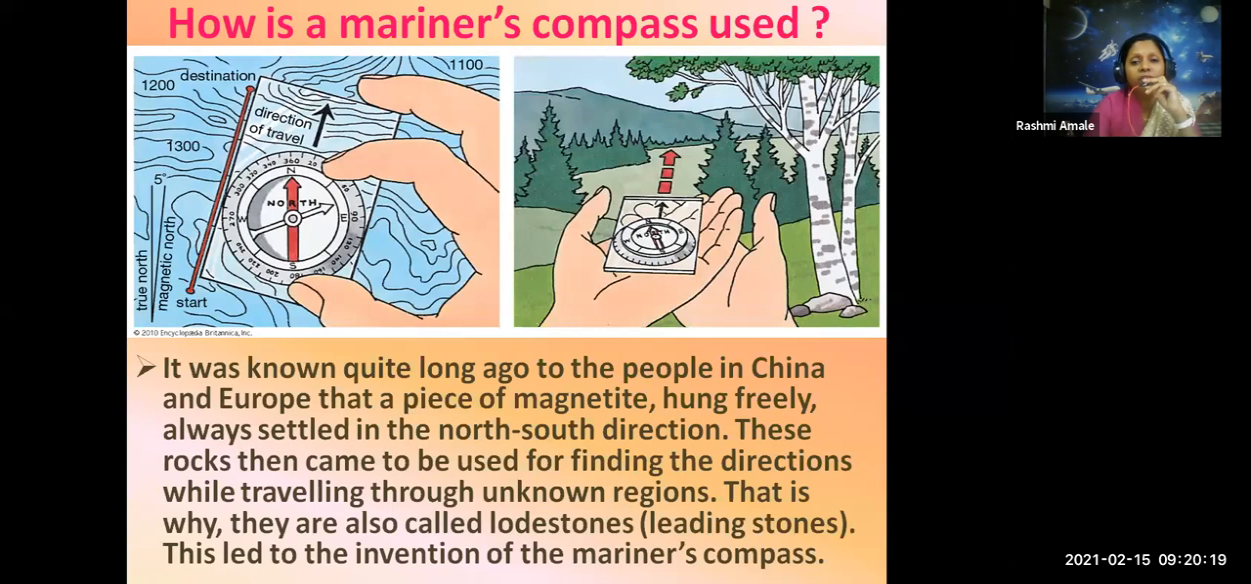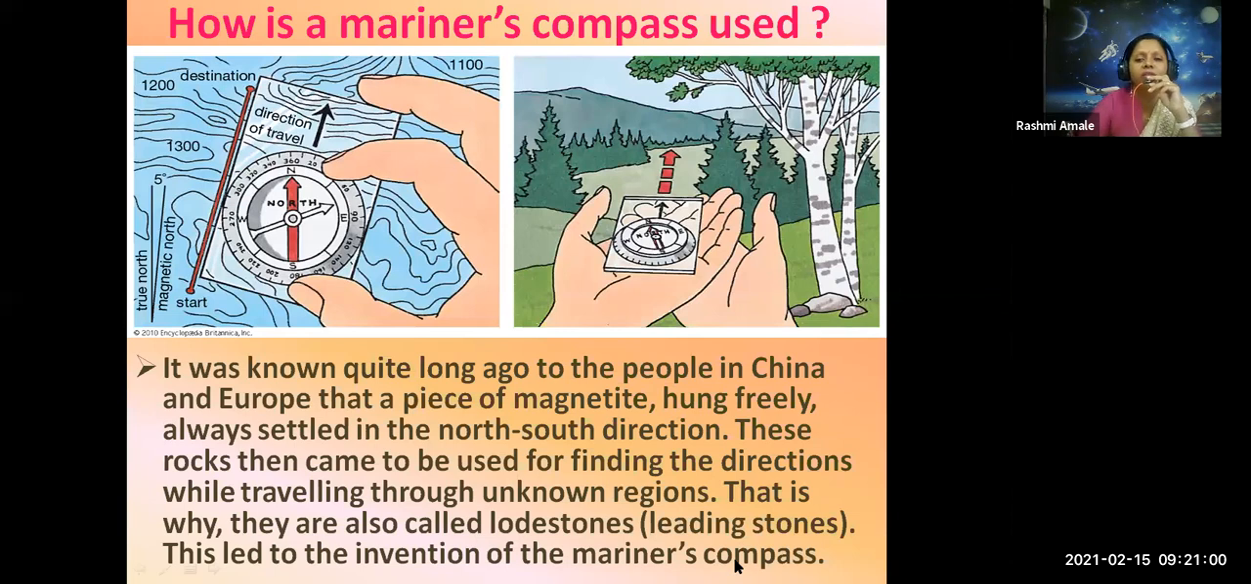Actually, it was known quite long ago to the people in China and Europe that a piece of magnetite hung freely always settled in the north-south direction. So whenever a piece of magnetite or a magnet is hung freely, it always points north-south direction. These rocks then came to be used for finding the directions while traveling through unknown regions. That is why they are also called lodestones or leading stones. This led to the invention of the Mariner's compass.